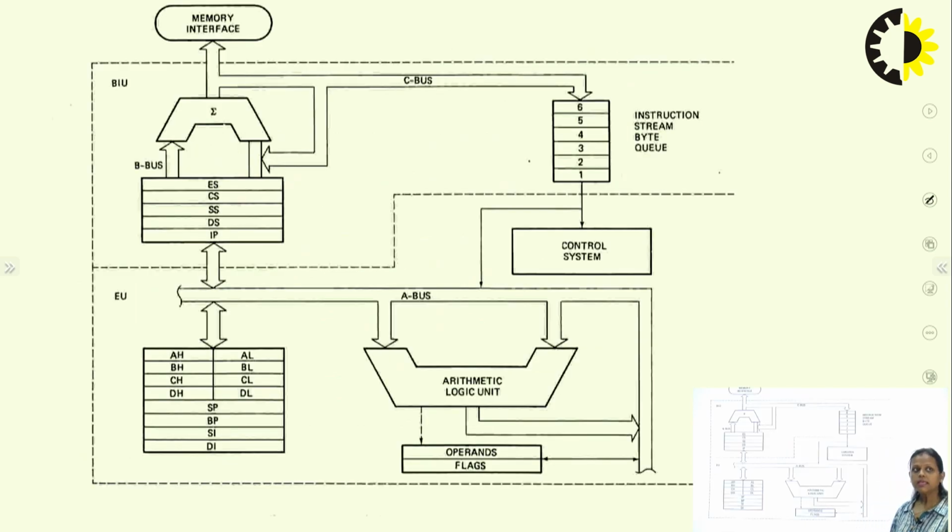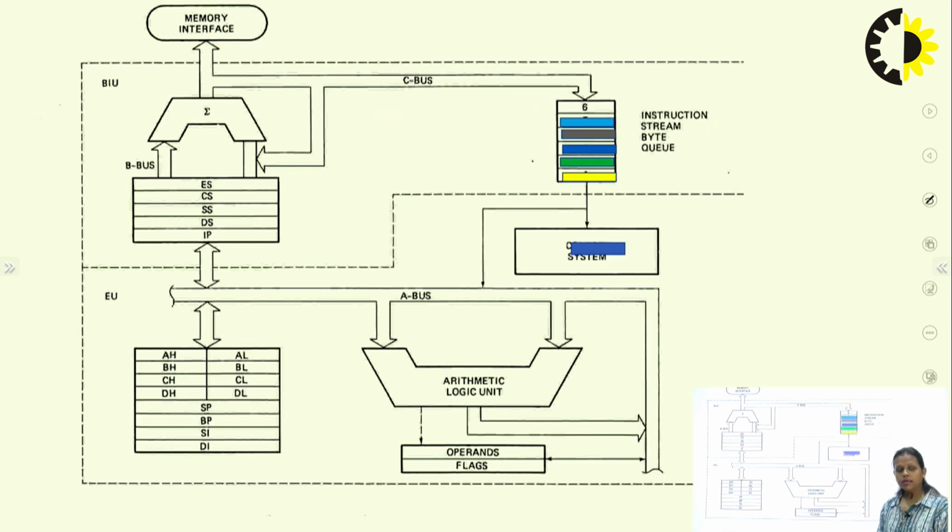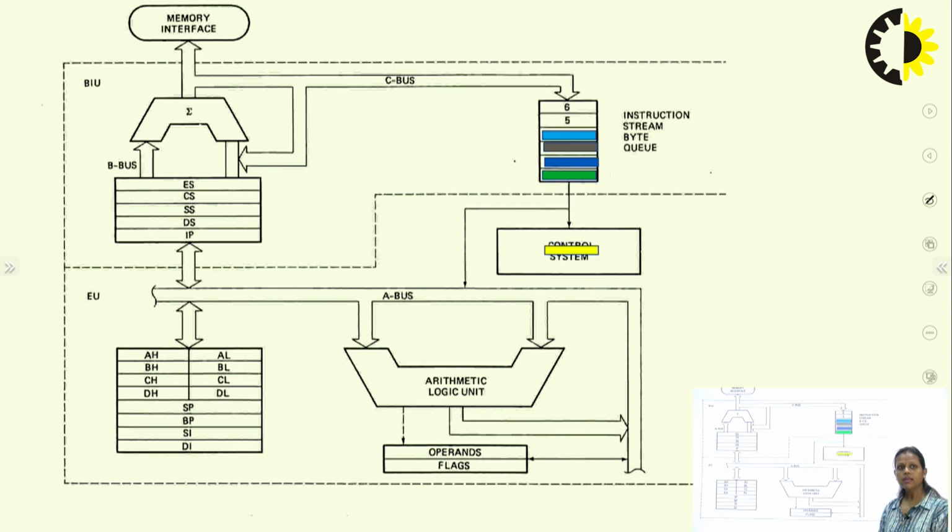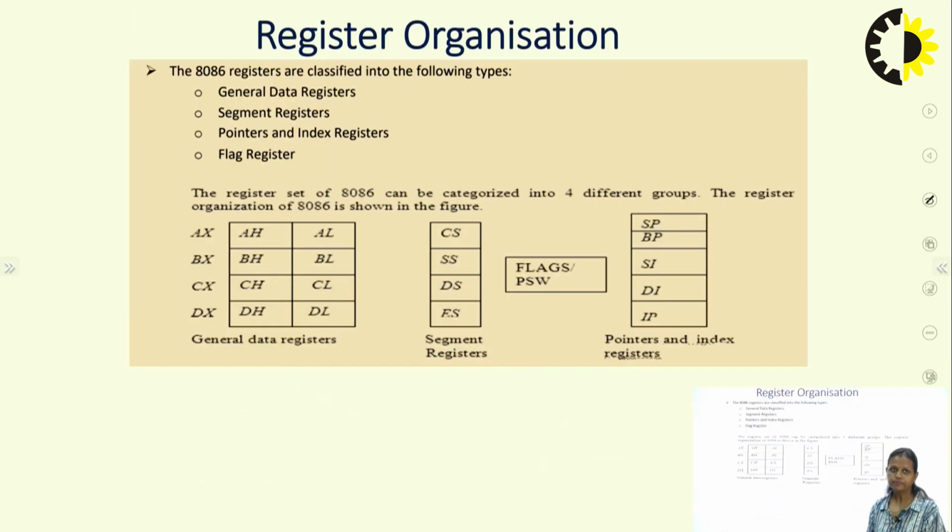So here we can see that the bus interface unit first fetches the 6 instructions in this instruction stream, the queue. This is first in first out, so the first instruction in this queue will come out first. It will fetch all the instructions, this queue will be filled, and the execution unit will take these instructions and decode and execute them one by one.